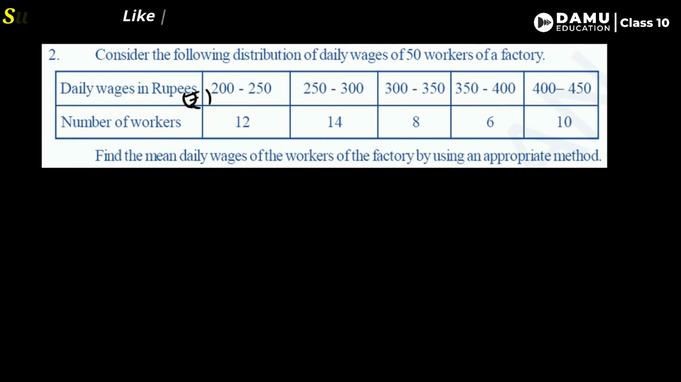Here, what does the appropriate method mean? Since these values are interval values or larger values, these rupee amounts are large and we cannot multiply easily with the normal method. So we are going to go with the deviation method.